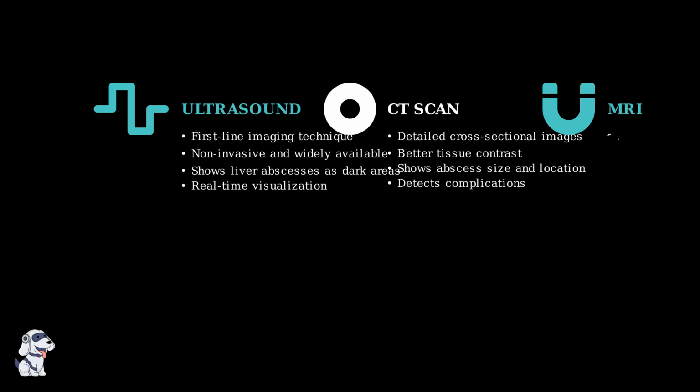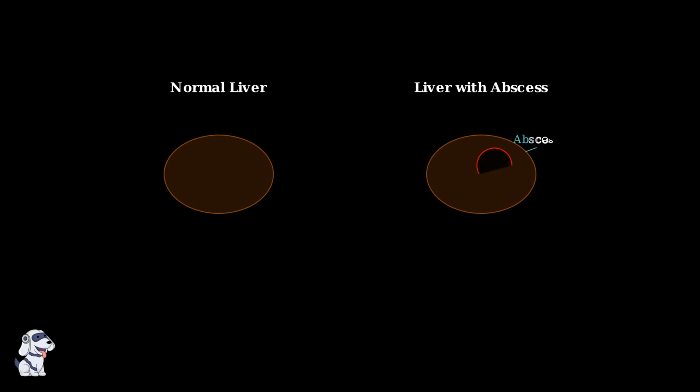MRI provides the highest resolution for soft tissues without radiation exposure. It's particularly valuable for detecting brain abscesses and provides detailed tissue characterization to distinguish abscesses from other conditions. On imaging, doctors look for specific signs of damage. A normal liver appears as uniform tissue, while an infected liver shows dark, fluid-filled areas representing abscesses.